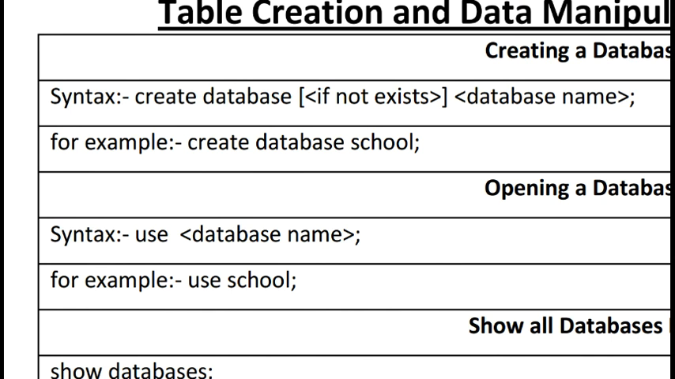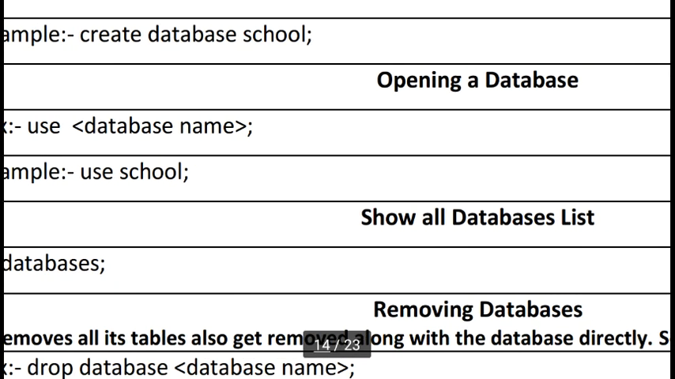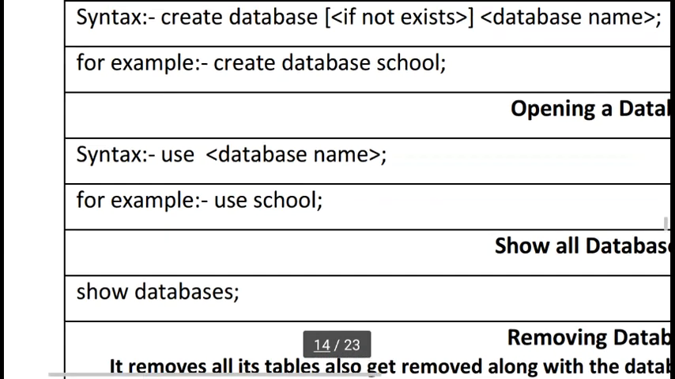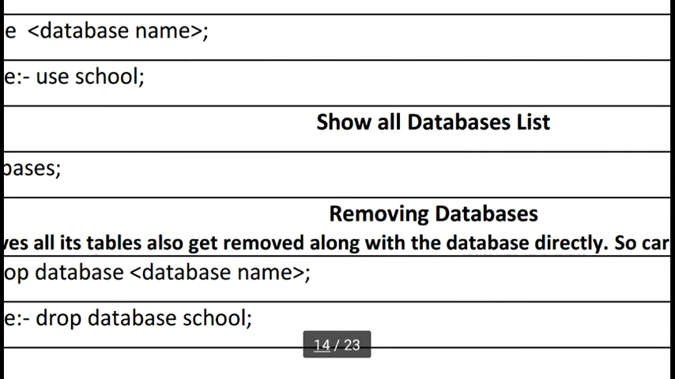So the example is CREATE DATABASE and a database name according to our choice; we can mention school, bank, customer, accounts, as you wish. Then always use a semicolon. After creating the database you must open it. To open a database, you use the command USE and then the database name. Recently we have created school, so USE school semicolon, and it will open in our computer memory.